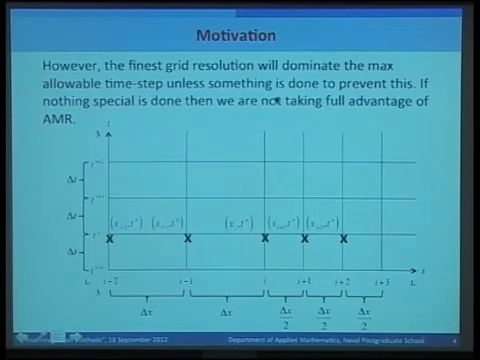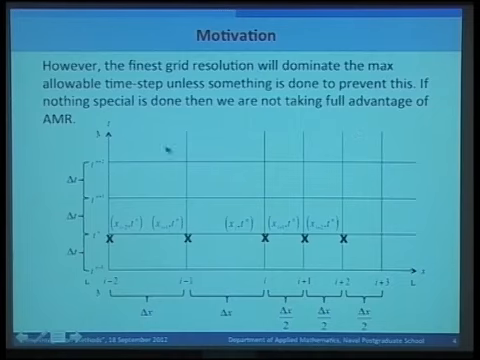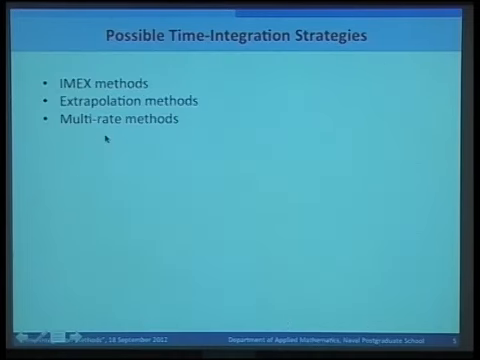And if you don't do anything special, then you can still do implicit-explicit methods and globally make your time step a little smaller, but you're not really taking full advantage of AMR. And that's what I'm sticking to right now.